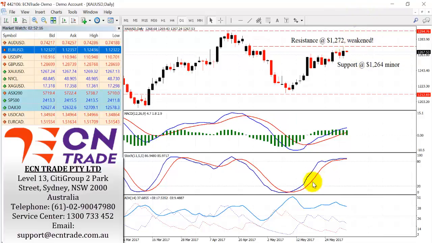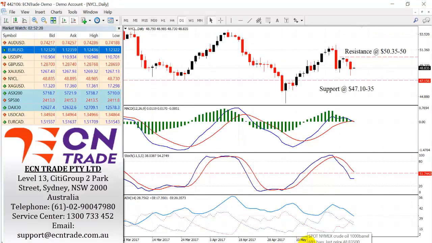And to wrap up with oil, well, the market did print a new low overnight of 47.82. And still keeping, as you can see here from the technical point, still negative. So I expect to see further weakness coming, with the objective holding at 47.10 to 35 and a cap at $50 a barrel to 50.5. So that wraps up my daily video.